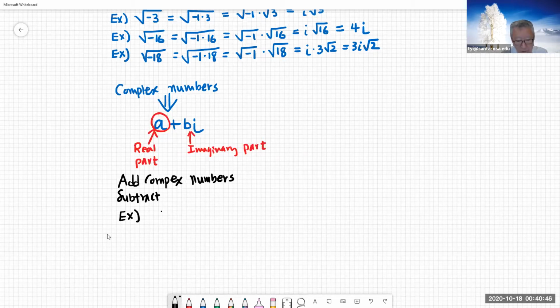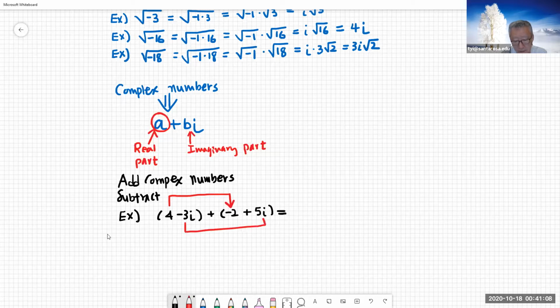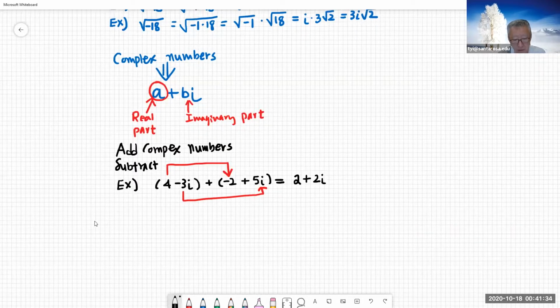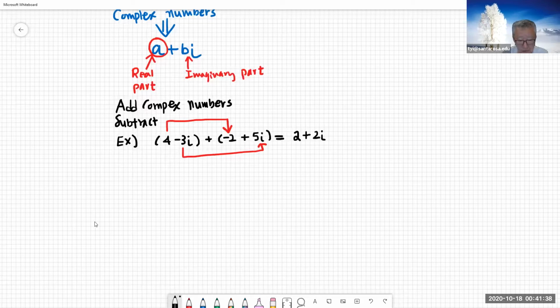if I have 4 minus 3i plus negative 2 plus 5i, and I want to add these two, then you can only add real to real and imaginary to imaginary. So you've got 4 minus 2, which is just 2, right? And negative 3i plus 5i, you get positive 2i. Okay, so be sure that you don't mix the real number with the imaginary number when you add and subtract.